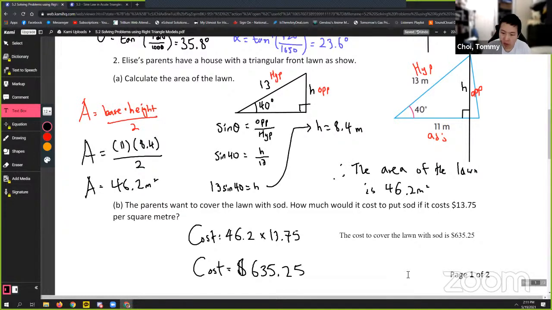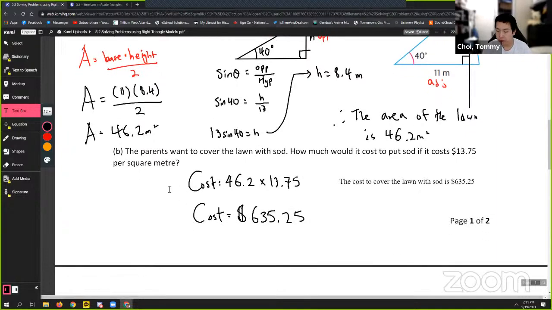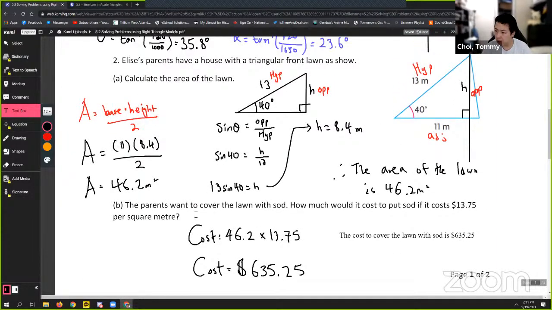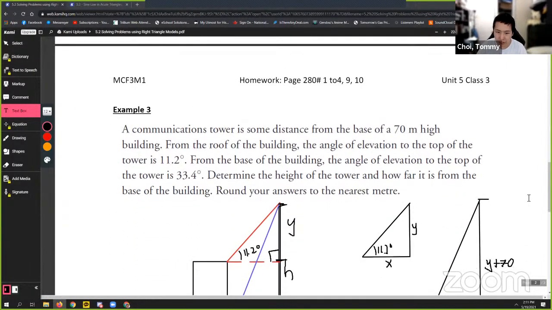So this was question 2. This is what I expected everyone to be at least able to solve, right? Were there any problems or issues with this? Any clarification that you want with question 2? Okay, no questions. So then, example 3.